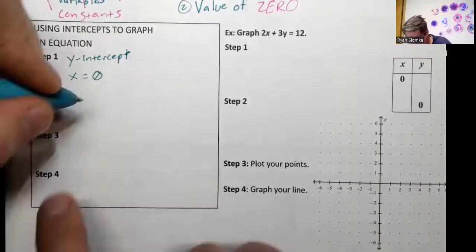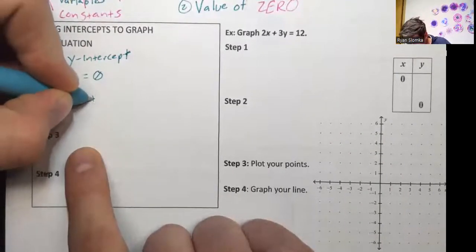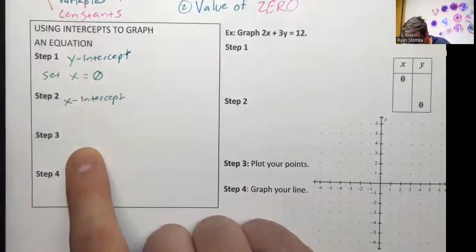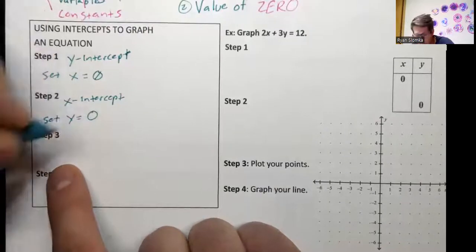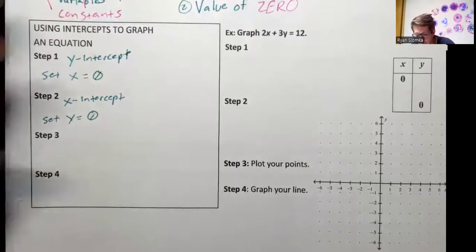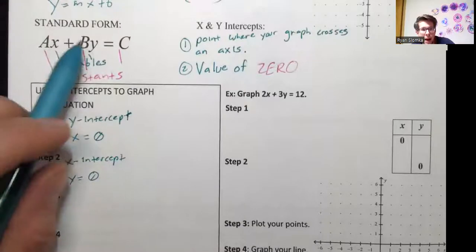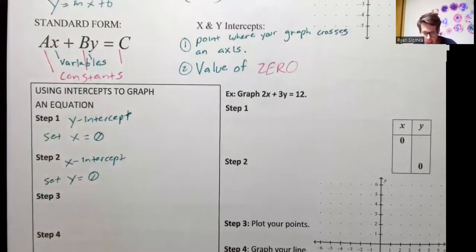Then step number 2, we're going to find the x-intercept. And we're going to find the x-intercept by setting the y value equal to 0. Once again, 0 is a really easy number to work with. So when you start plugging in 0 in this spot or in this spot, it is going to be very easy to do. You probably won't even need a calculator.